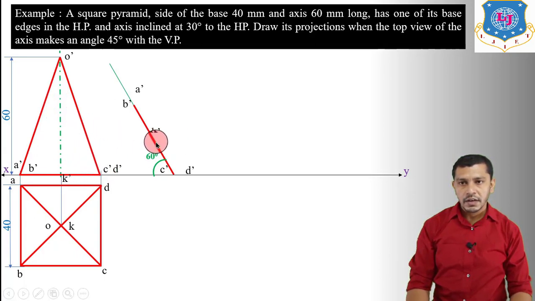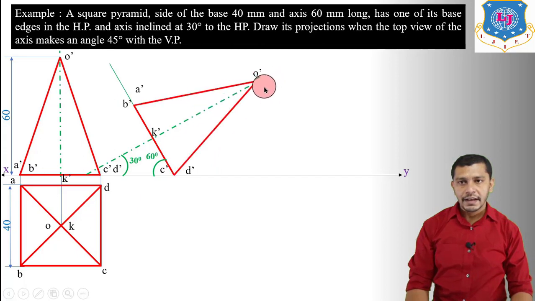Mark K dash over here and draw a line perpendicular to the base, which shows us the axis, and the angle of the axis will be 30 degree. Now measure K dash to O dash, mark O dash over here and join O dash to A dash, B dash and C dash D dash. We will get the front view in the second stage.